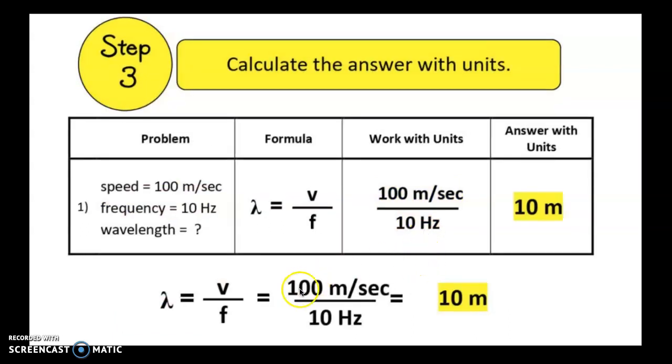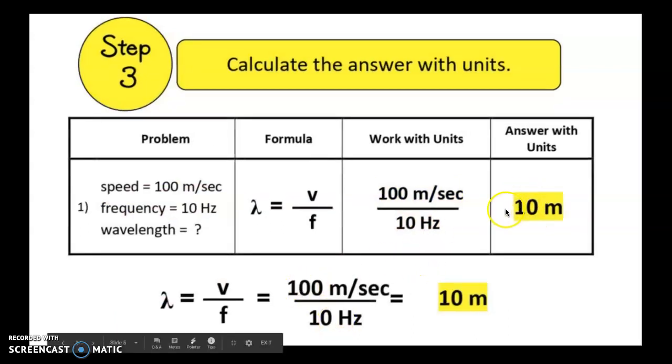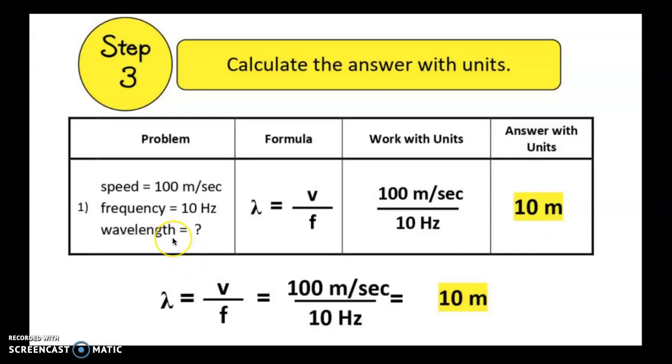So what I do is I take 100 over 10, which gives me 10, but then I want to include units, always in science and math. So I have to remember that what I'm solving for is wavelength, and wavelength is measured in meters. So my answer to this question is 10 meters. And I'm hoping that makes sense to you guys. If it doesn't, let me know and we can go over some more together. This process, if you follow it, should get you through all of the first page of this worksheet.